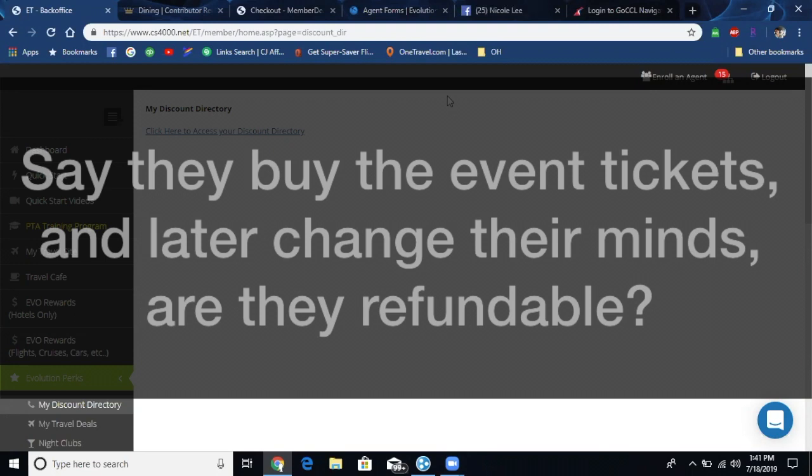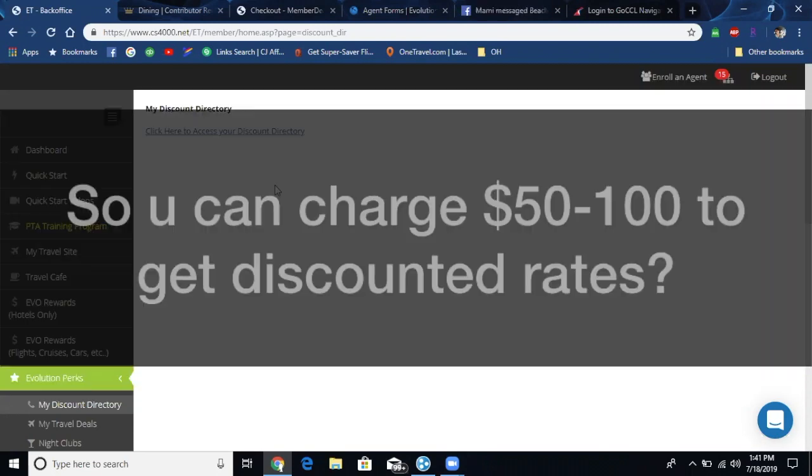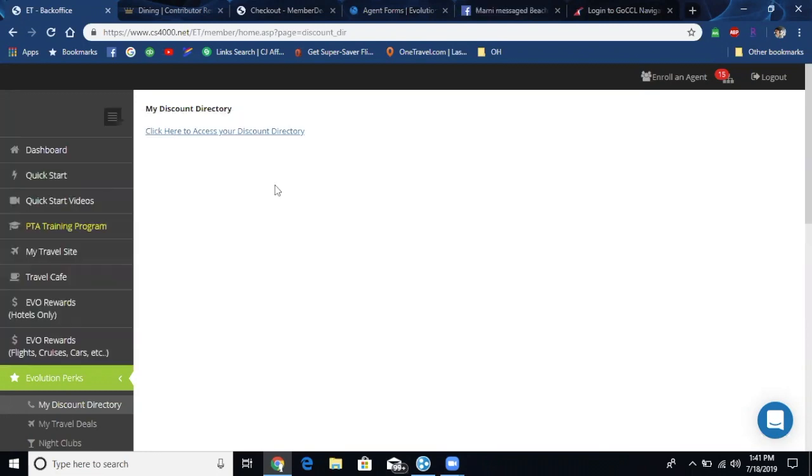Say they buy the event tickets and later change their minds. Are they refundable? No, they are not refundable. So you can charge $50 to $100 to get discounted rates, or to go yourself. We have discounted rates in the back office on these 3 links.